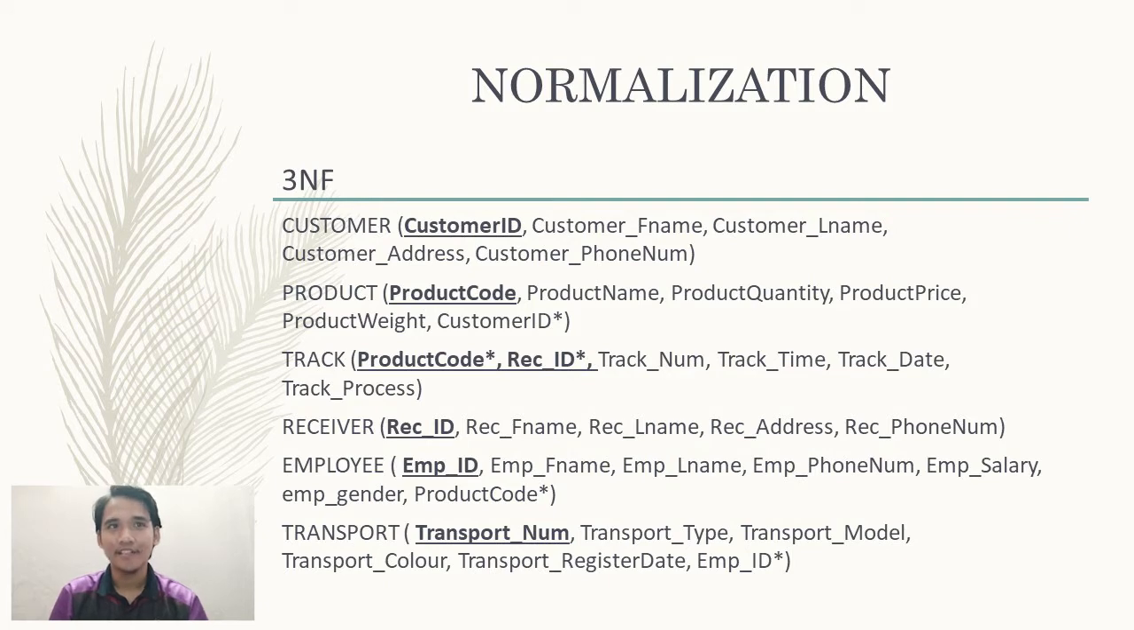Lastly, for 3NF, we make new tables to eliminate the transitive dependency. We name the tables by their content and function. As you can see, we add the track table, receiver table, and transport table. For the transport table, the primary key is transport number. For the receiver table, the primary key is receiver ID. The track table, we make to eliminate the transitive dependency.